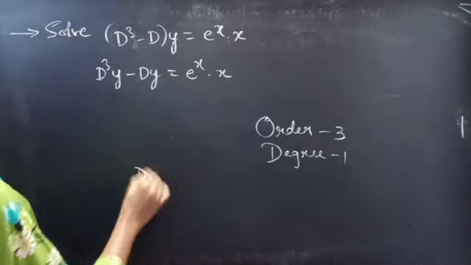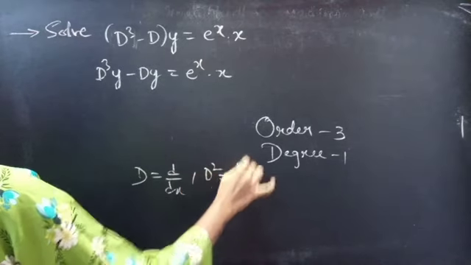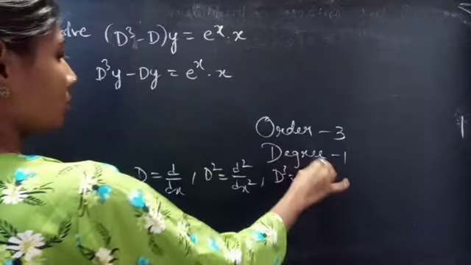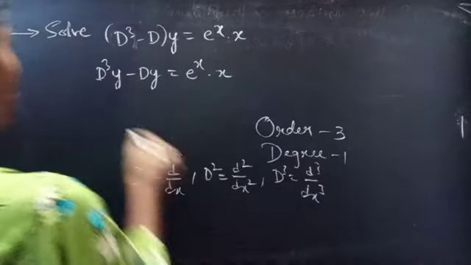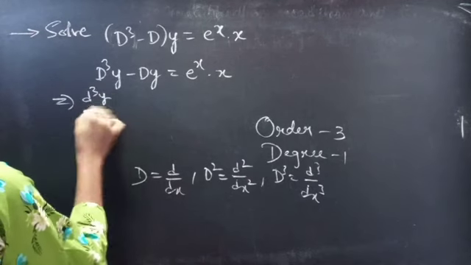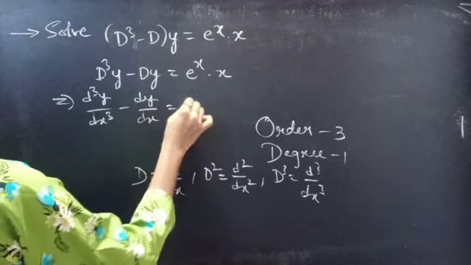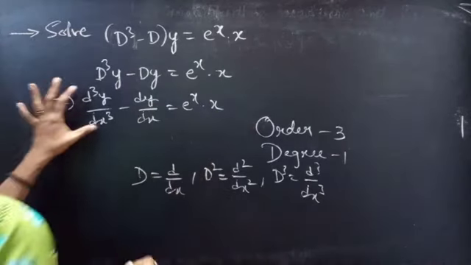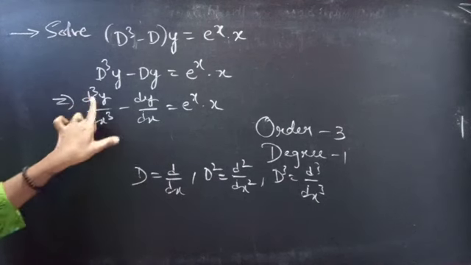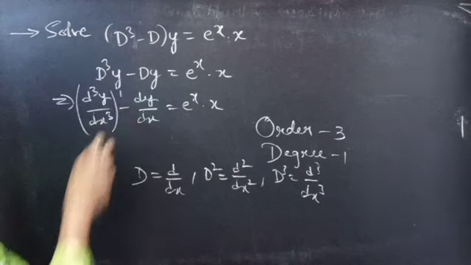We know that D is a differential operator. Then D square will be, and D cube will be, right? Now, let's write the given differential equation as d cube y by dx cube minus dy by dx equals e power x into x. Here, d cube y by dx cube is the highest derivative, so our order will be 3. And the highest power of the highest derivative is the degree, which is 1.